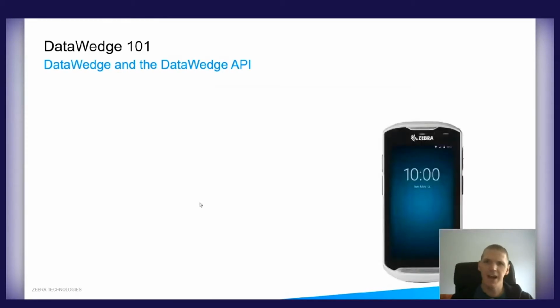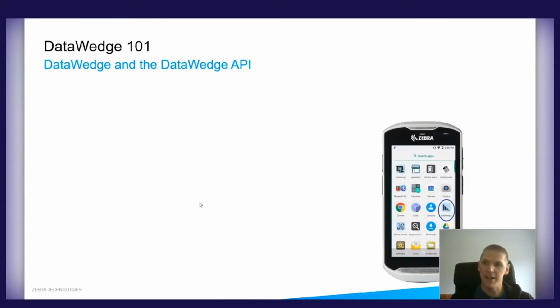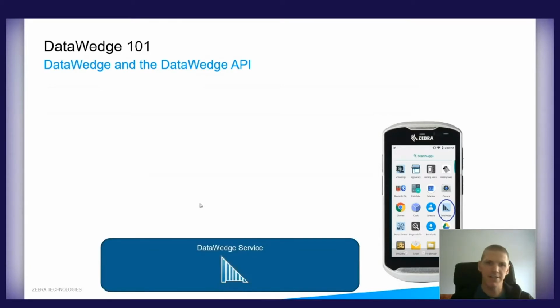DataWedge is a service that runs on your device. It runs on all of our Android devices and is preloaded. It's got an application associated with it, and it is also a service that's running. It's constantly monitoring for the foreground application, and it has a profile mechanism. The profile mechanism is how you go about configuring the various scanner settings, and there are also other device settings you can have in there.